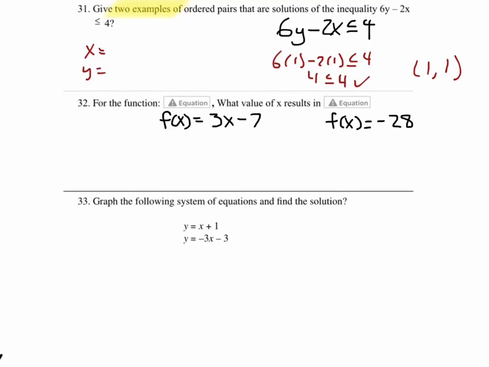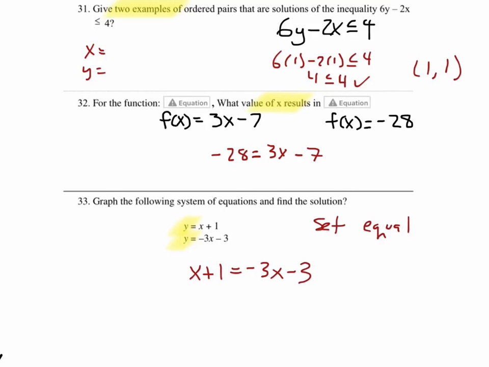How do I do this? Negative 28 equals 3x minus 7. And solve for x. You should be able to do that. Graph or set them equal to each other. Since we both have y, so we can do that. Alright, you should know how to do that.